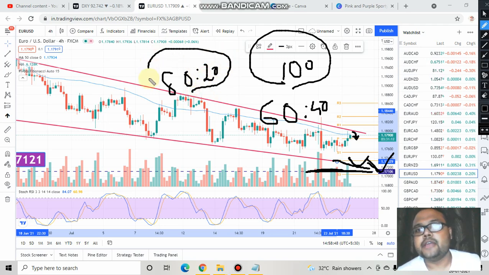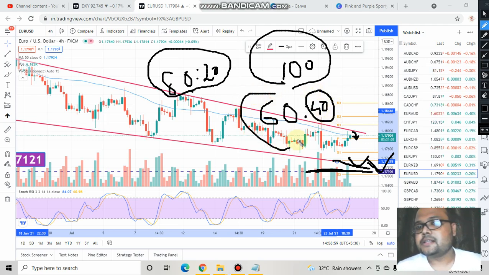Generally, whenever you see heavy selling pressure in the market, the ratio is around 80-20. But in this market, we can expect that if buyers are 40, then sellers are only 60. There is not a huge difference between the buyers and sellers. Therefore, you can expect a good jump from this weekly support level.